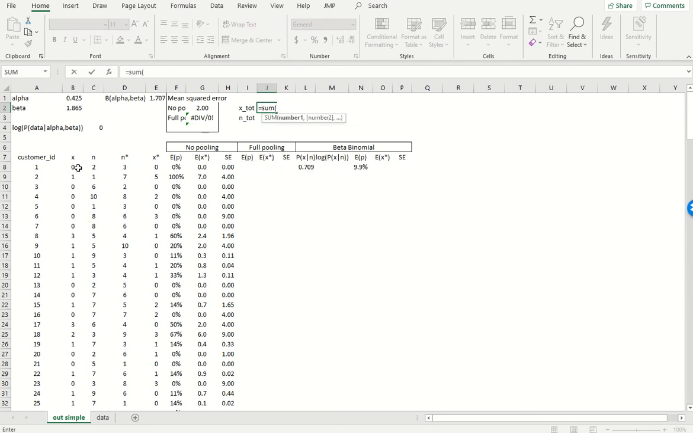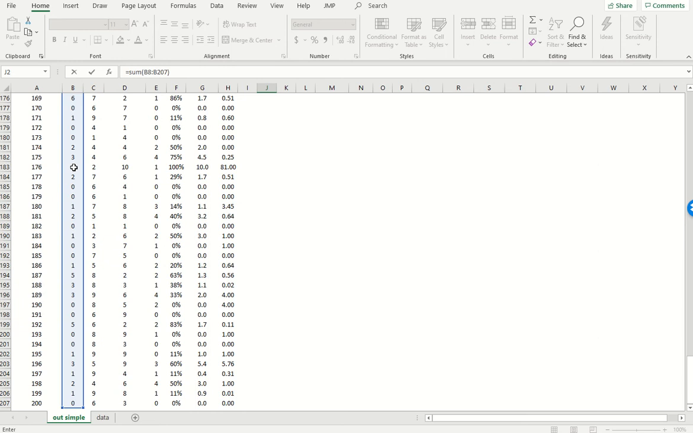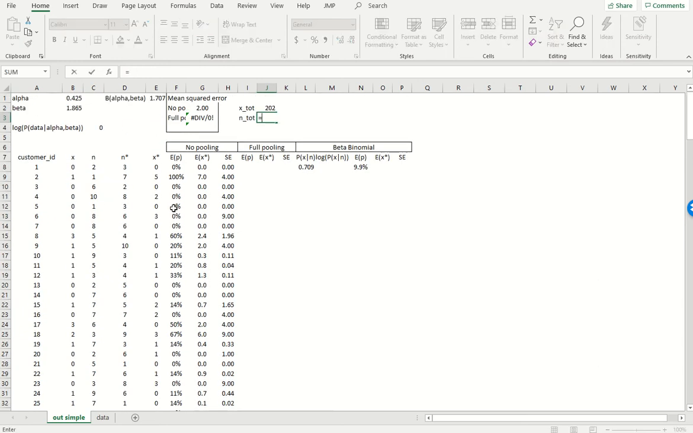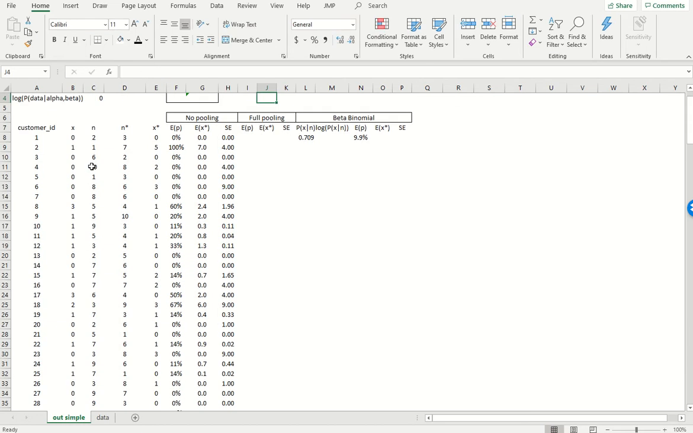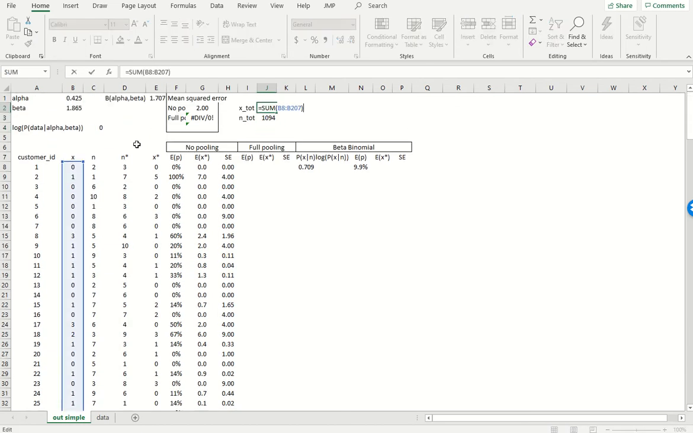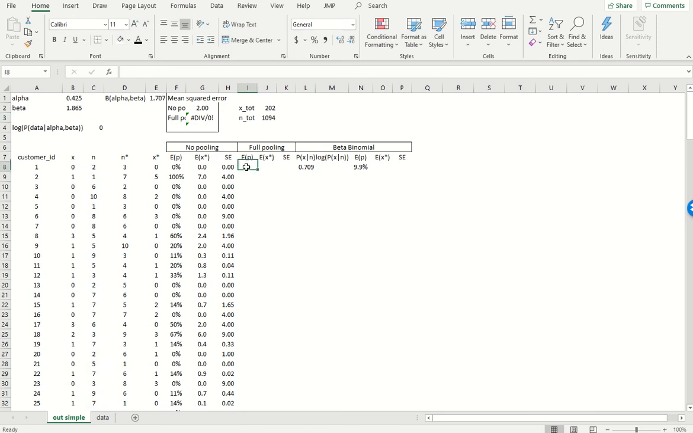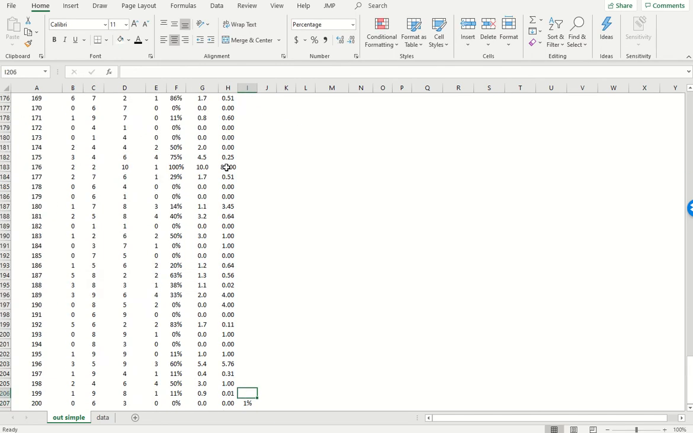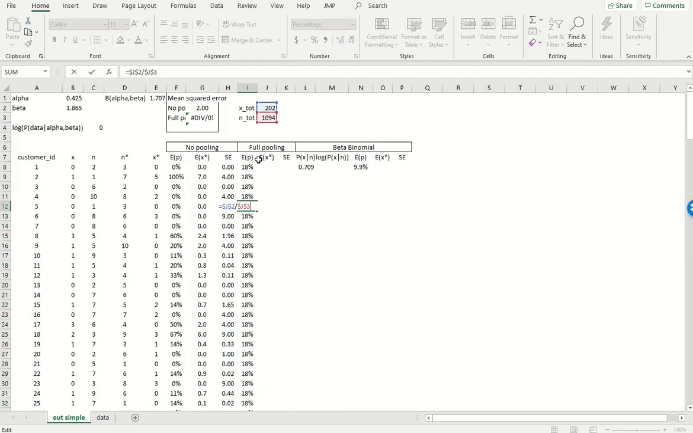Now under the full pooling method, what we're going to do is get the global average purchase rate. We're going to get that by summing up the total number of purchases, dividing it by the total number of purchase opportunities, like that. So again, x total is the sum of the x's, n total is the sum of the n's. Then my global average purchase rate is just x total divided by n total. But I'm going to hammer those down. I'm going to anchor those down so that they're the same for every customer. So every single customer has the global average purchase rate.